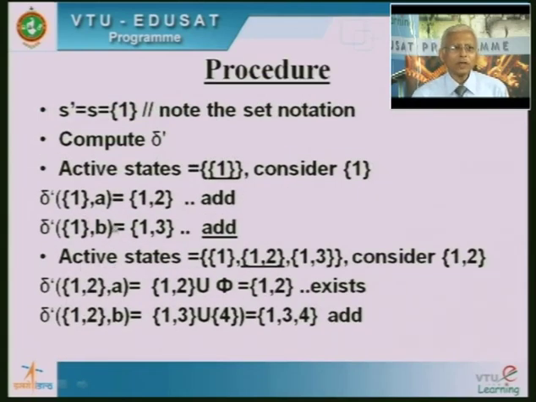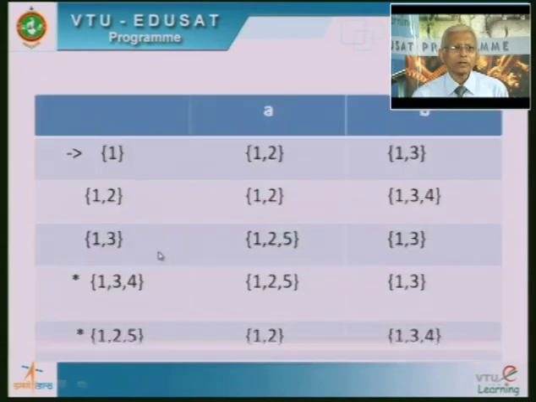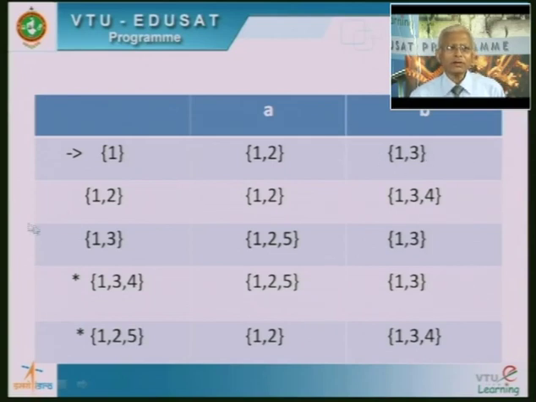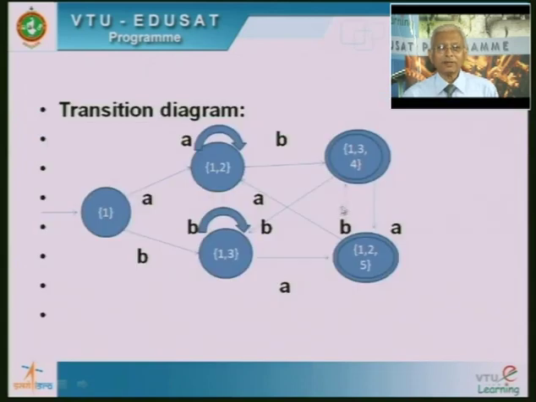If you look at 1 on A, it will go to 1, 2. On B it will go to 1, 3. All the things which you have already calculated, I have put in tabular form. When this is calculated, it is as good as converted to a deterministic finite machine. So, if we want, we can write the transition diagram. If we do this, then the transition diagram will look like this.